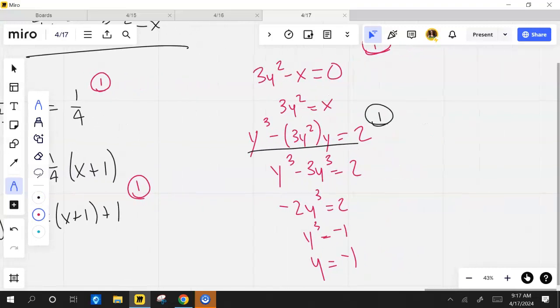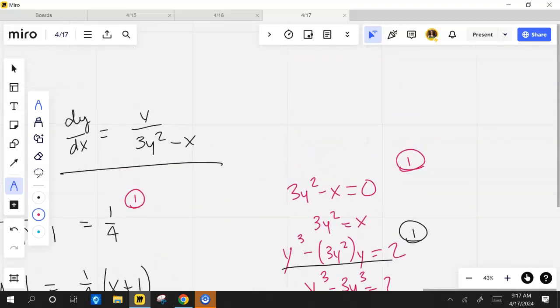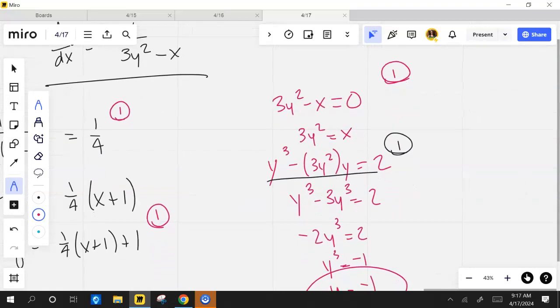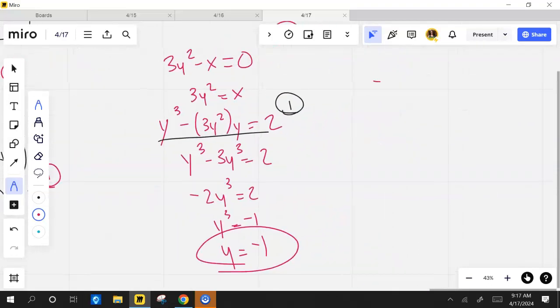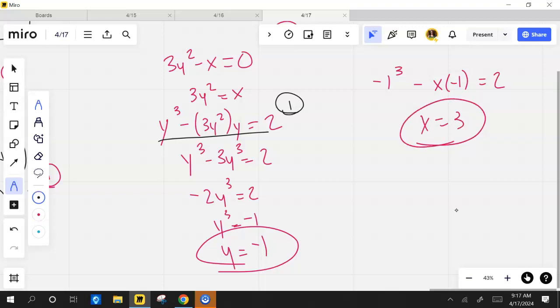And then I plugged this one back in. You could plug it in, really, into that original equation. Negative 1 cubed minus x times negative 1 equals 2. And I just solved it for x and found that x equals 2. So there's your other point. 3 points there for that one.